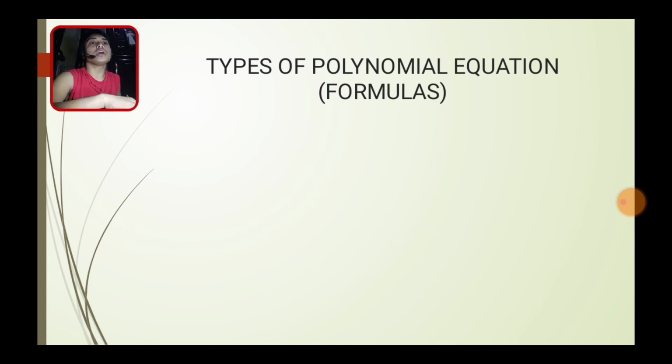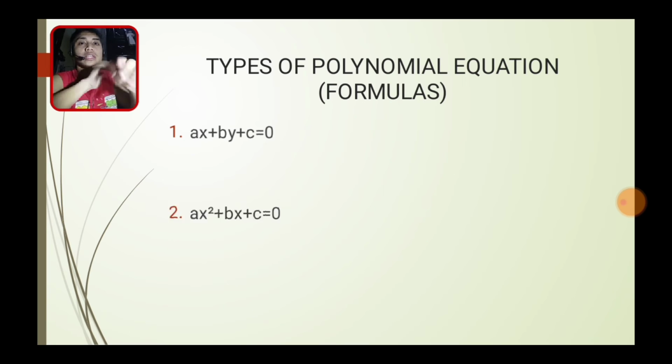So we have types of polynomial equation. First, we have ax plus by plus c is equal to 0. That's called a linear equation. Your teacher will discuss the linear equation when you're in grade 8, so you will not be confused here because you are already familiar with it.